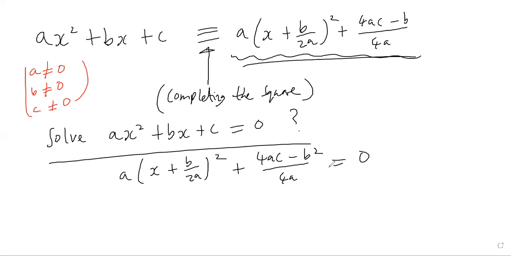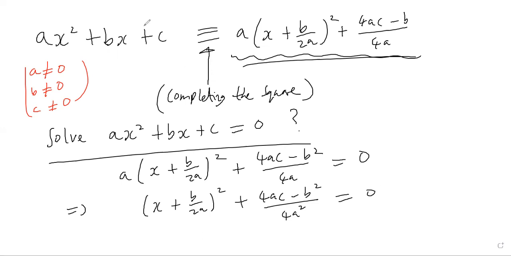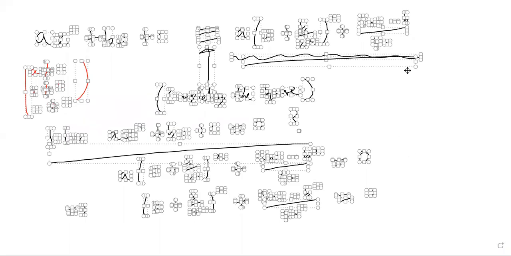We can divide everything by a, because a is a non-zero number, so we're allowed to do that. We get x plus b over 2a all squared, plus this number divided by a. If you divide this fraction by a, you get 4a squared in the denominator, because when you divide a fraction, you keep the first fraction, change to times, and flip, so you get an extra a in the denominator. And this equals 0. Great. I'm just going to make the writing a little bit smaller.